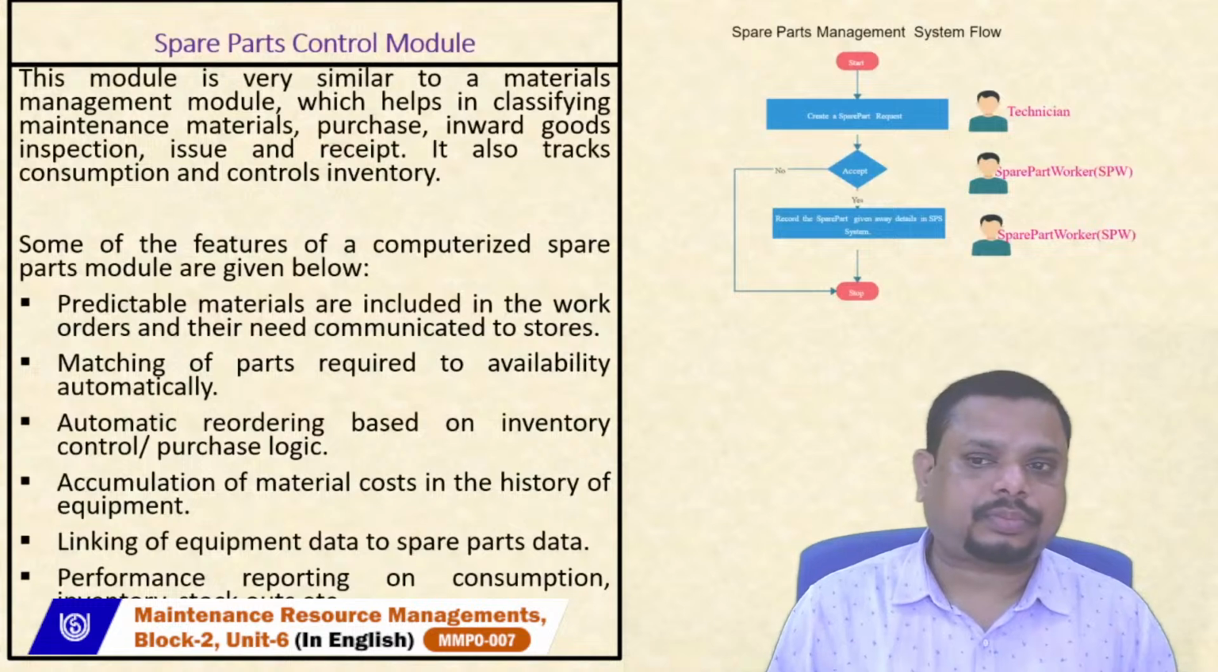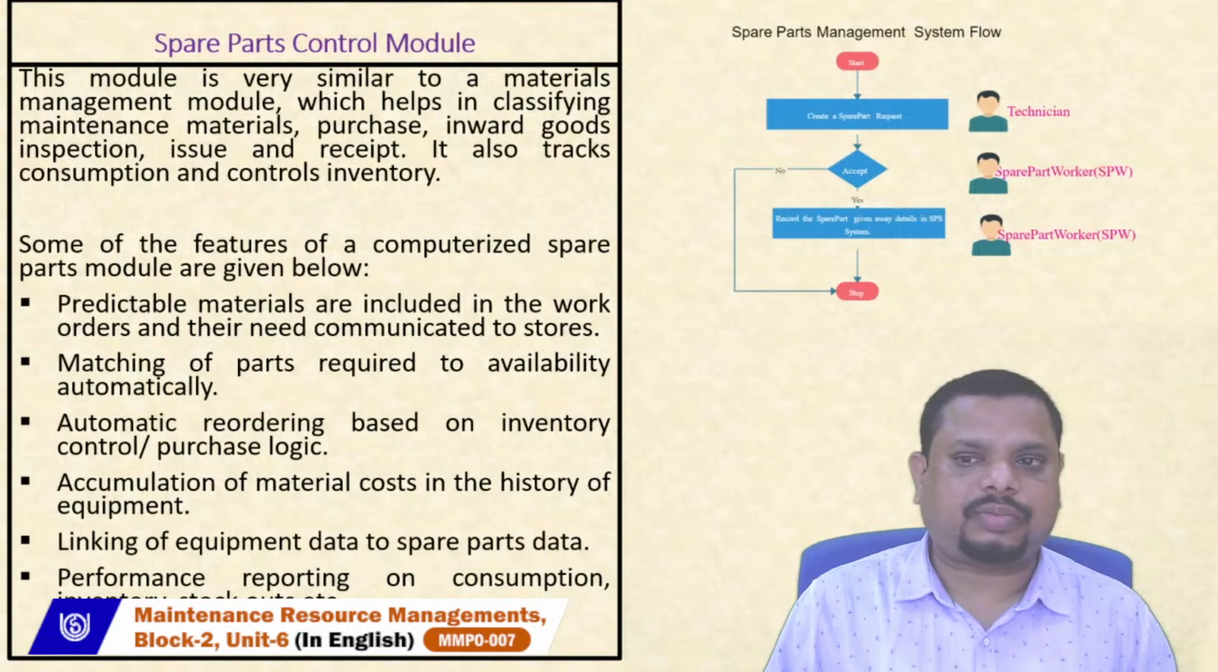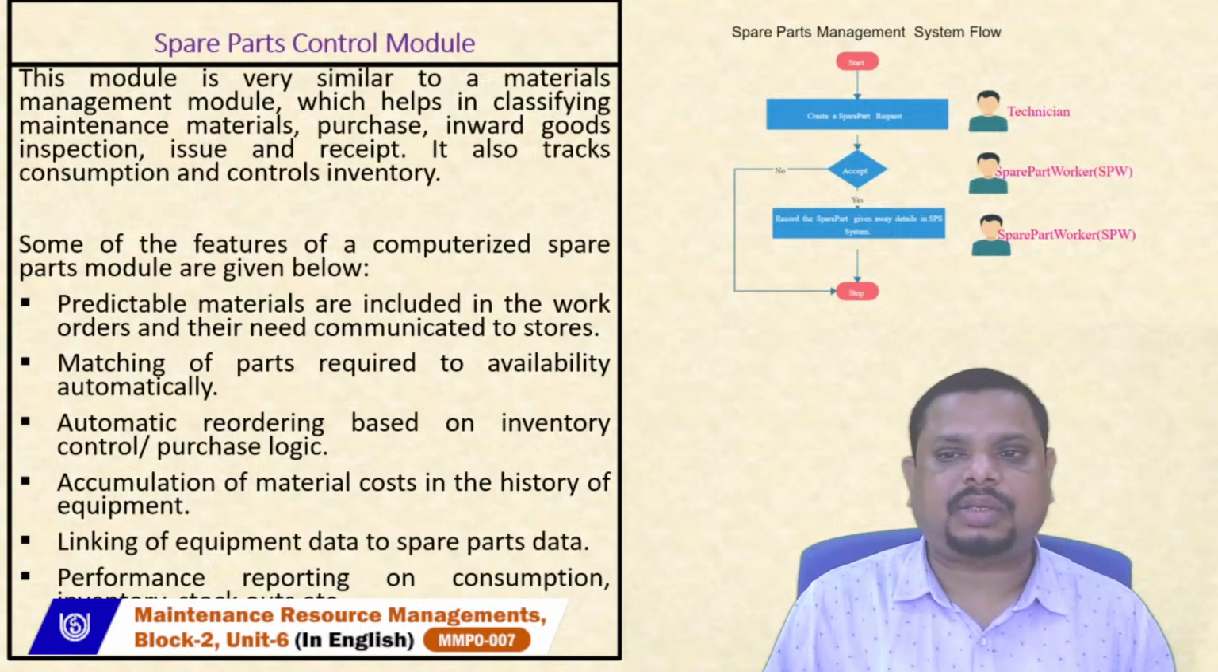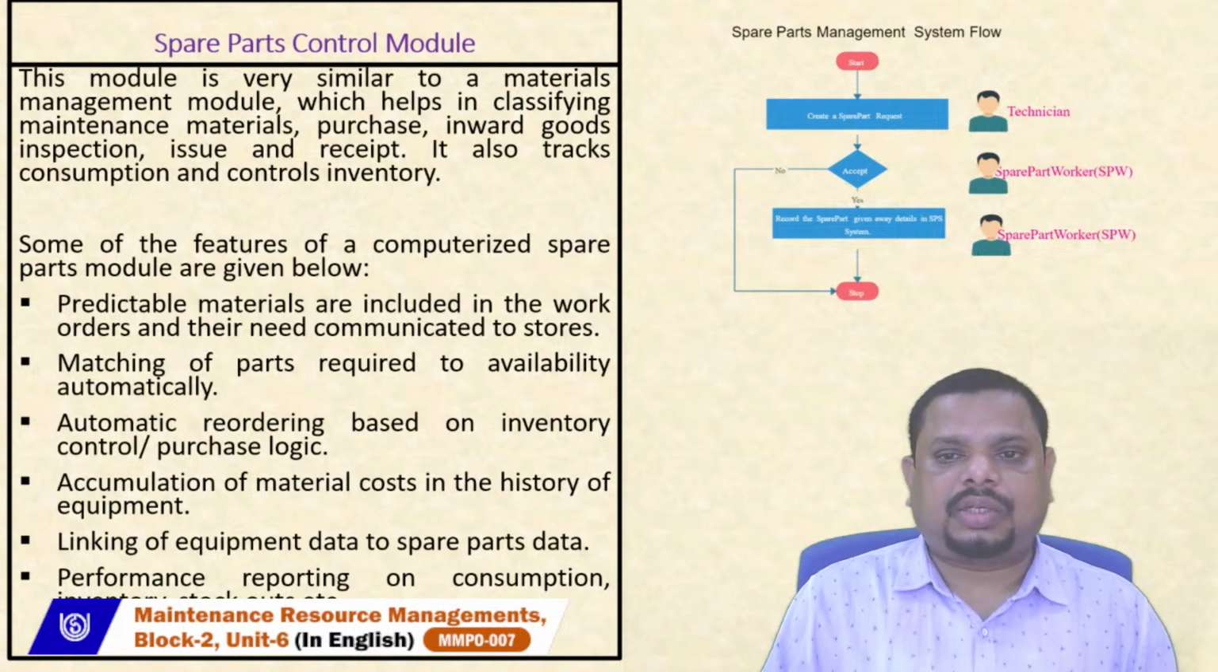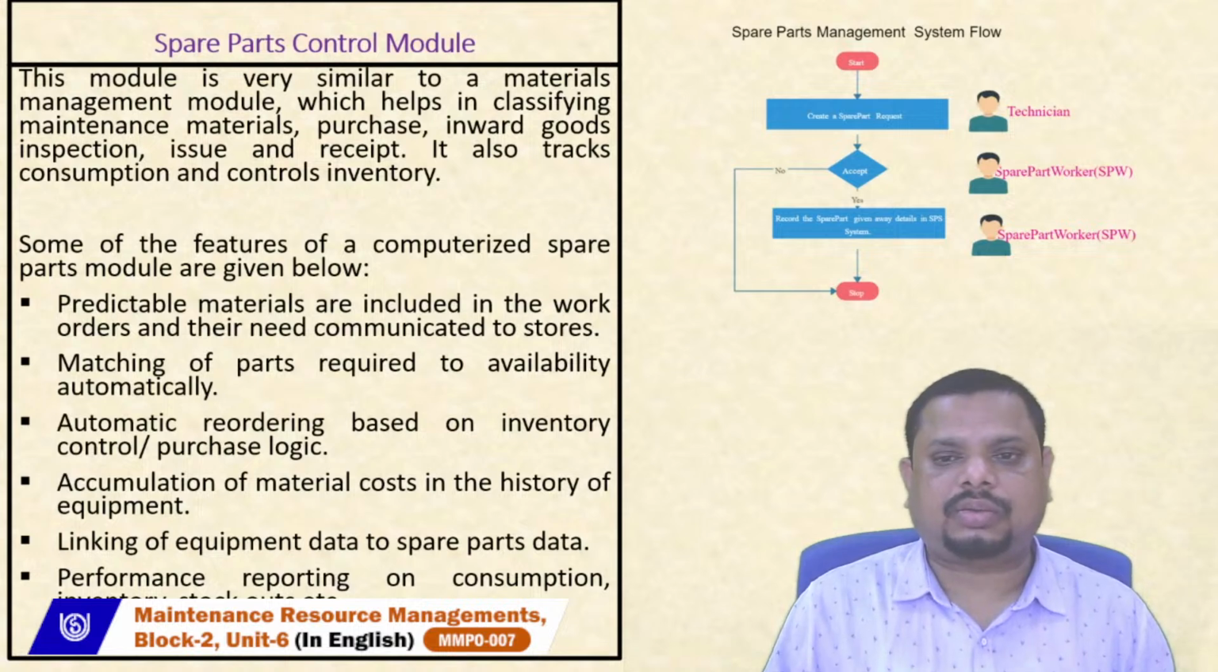Moving to the next one, the spare parts and control module. Under this module, first you have to understand the spare parts management system flow. It starts from the technician, then goes to spare parts workers. It starts by creating a spare parts request. The request goes to the next level, that means recording the spare parts given away details in the SPS system. If it is available, they will provide it. If it is not available, the process stops.